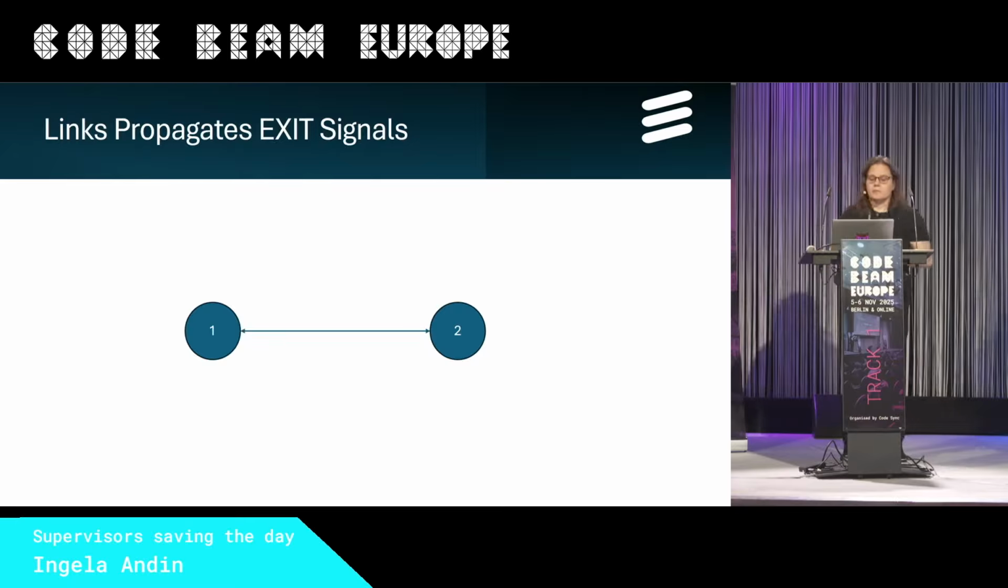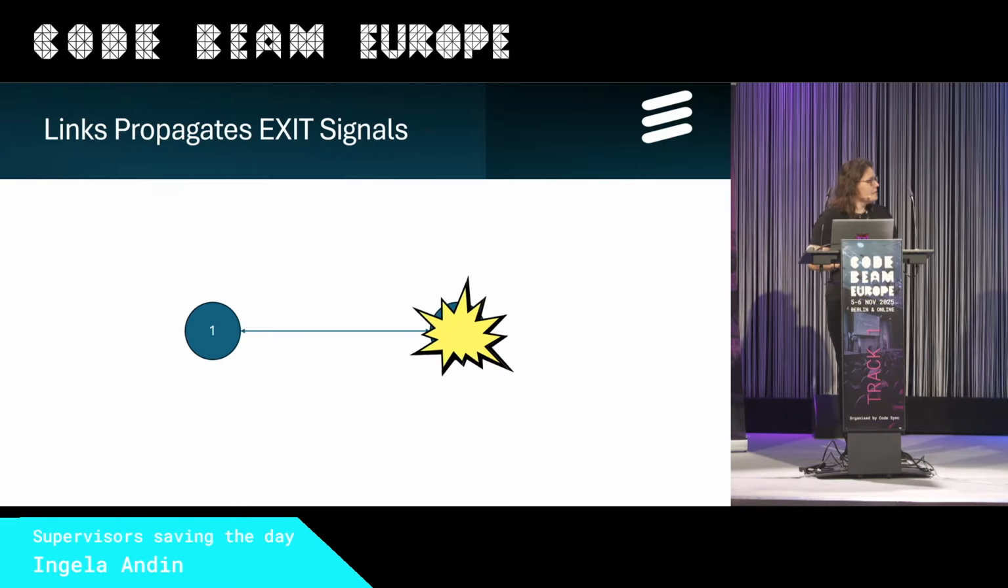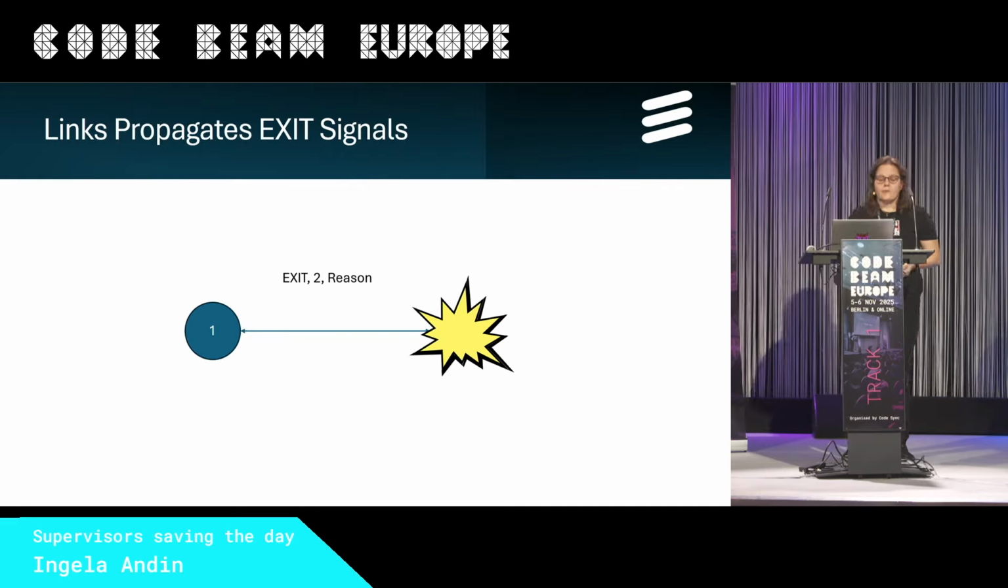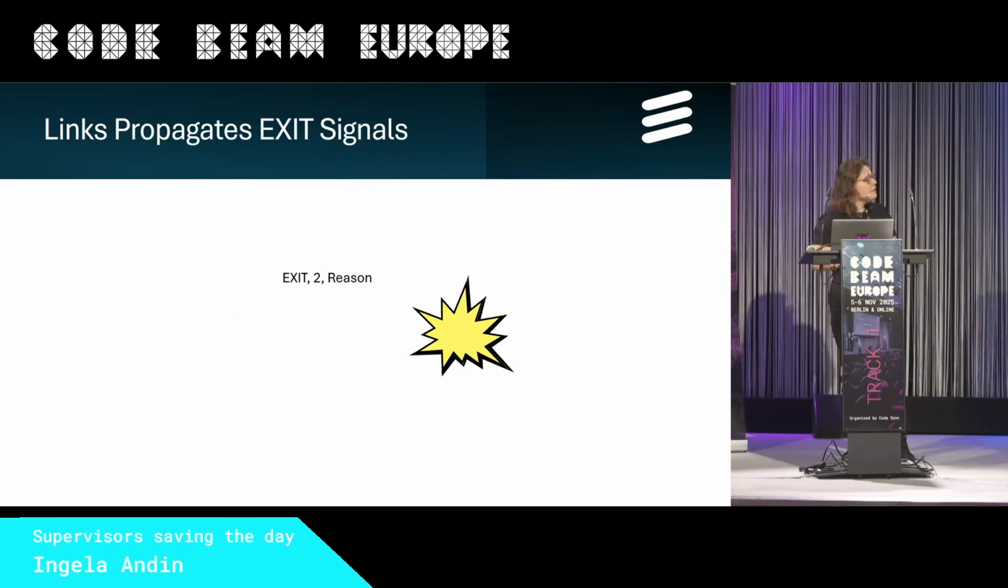Another property that we need to know about is that Erlang processes can be linked together. And this is a bidirectional link that can only exist in one instance. And if an Erlang process crashes, it will propagate an error signal to its linked processes that will then also terminate.